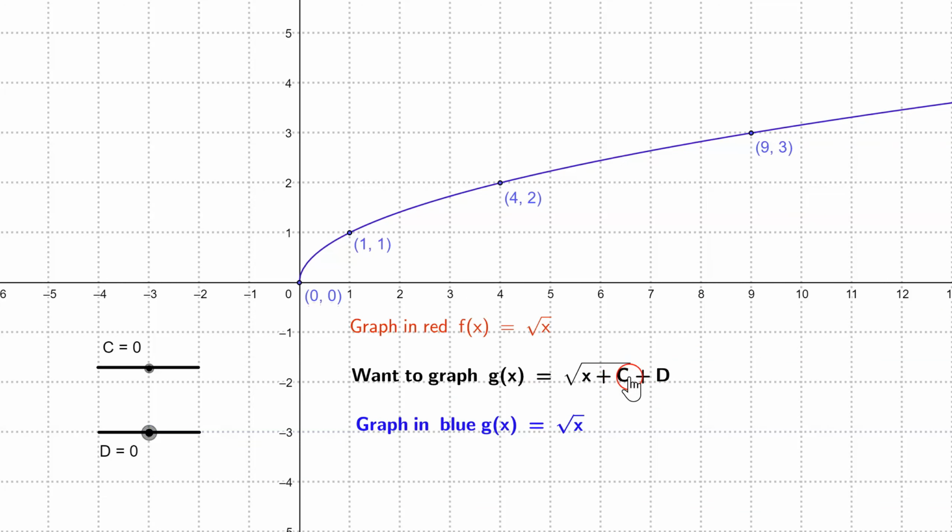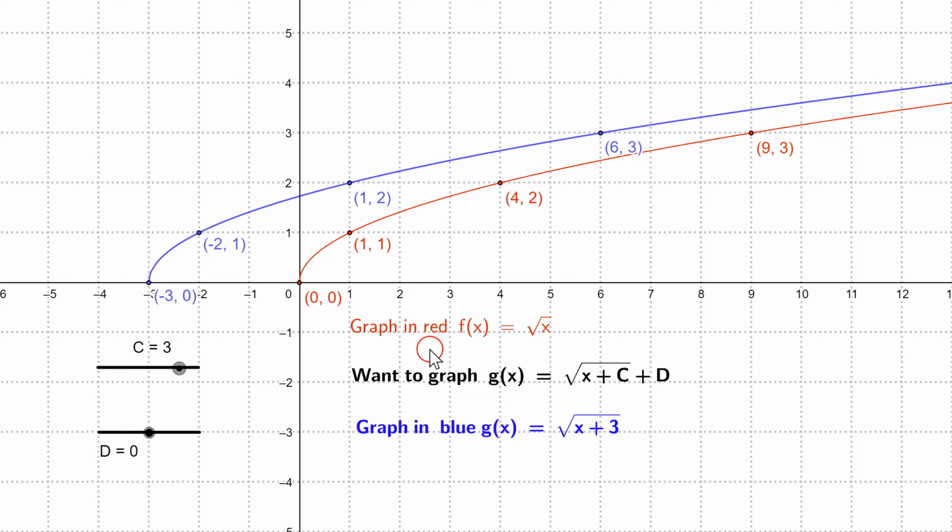Now let's look at what happens when I add and subtract numbers inside the function. I'm going to change the value of c. What do you think is going to happen when I make c, say, positive 3? Think about it, and now let's see. c equals positive 3. It did a horizontal shift, but instead of going to the right, when c is positive 3, I have an x plus 3 inside the function. It shifted the graph to the left 3 units.